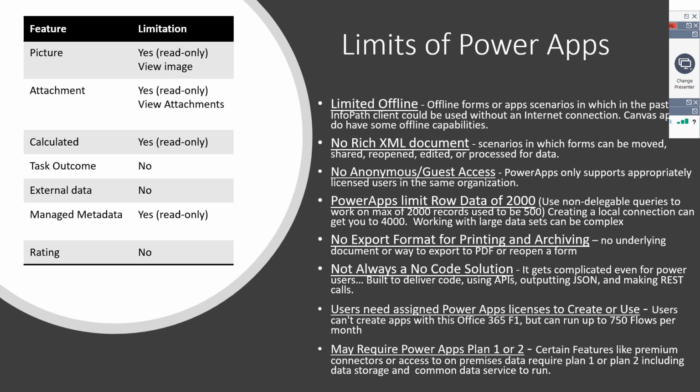And what about PowerApps Plan 1 and 2? There are premium connectors that you do need to consider for Plan 1 and Plan 2. I've got a little bit of data on that. As it relates to attachments and pictures, there are ways of pulling that data in, but often it's just read-only, so just be aware of that. As it relates to managed metadata, you're limited there. Basically, you can display it as read-only, but you're not going to be able to add managed metadata. There may be some workarounds there again. Rating is another issue. There are no rating type inputs or columns, that kind of thing.